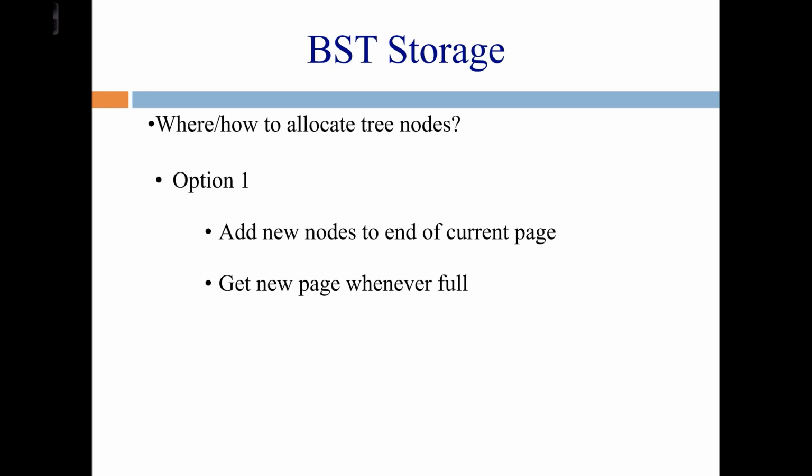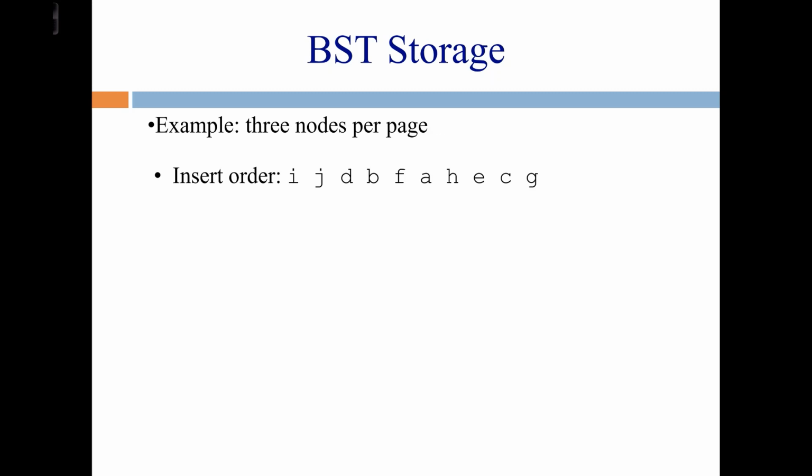So let's visually illustrate this just to see how this would work. Let's say, as an example, that a page can hold 3 nodes of a BST. And that's just to make the example reasonable. So pretend that these nodes are really large, or maybe pages are really small. And then we're going to insert these items in that order into an empty BST. And then we'll see what the structure of the tree looks like in terms of how the nodes span across different disk pages. So we'll start by inserting I.